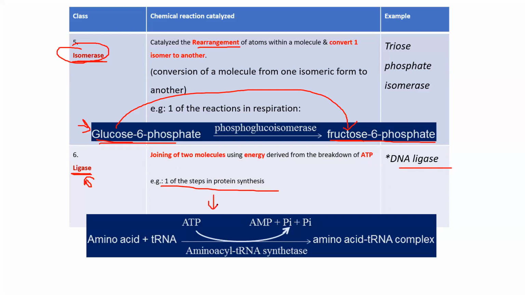Ini step ni kita akan tengok masa chapter semester depan lah, semester 2. So this is an example. So you have the enzyme amino acid tRNA synthetase. Okay, so it means that this enzyme will catalyze or will join together tRNA dengan amino acid untuk jadi amino acid tRNA complex. Okay, so the reaction involve ATP and then ATP will release 2 of its phosphate. Okay, jadilah AMP, adenosine monophosphate, sebab dia dah release 2 phosphate. PI ni maksudnya inorganic phosphate.